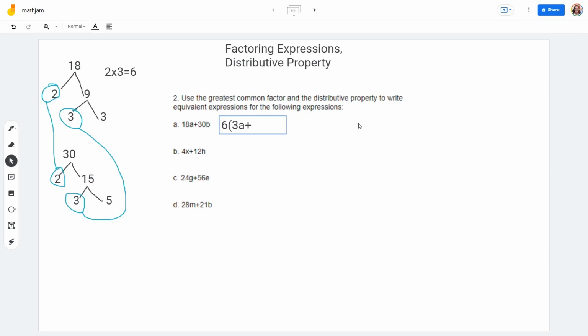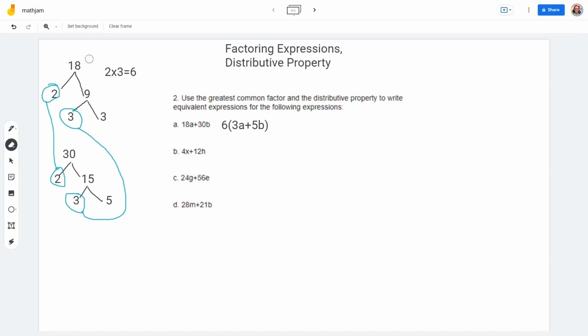Well, 5. So we could say 5b. So that is how we're going to expand it out using our distributive properties and using our factoring on the expressions to come up with 6 times 3a plus 5b. All right, so let's take a look at the next one.